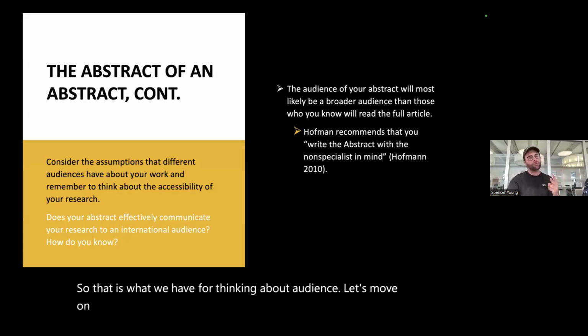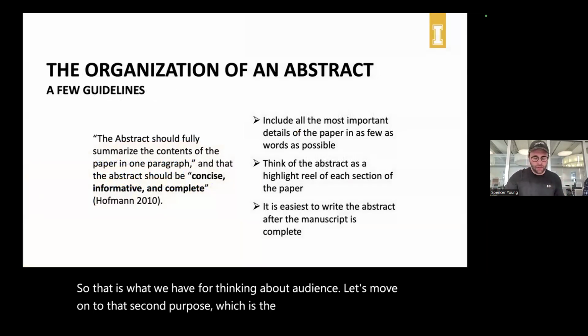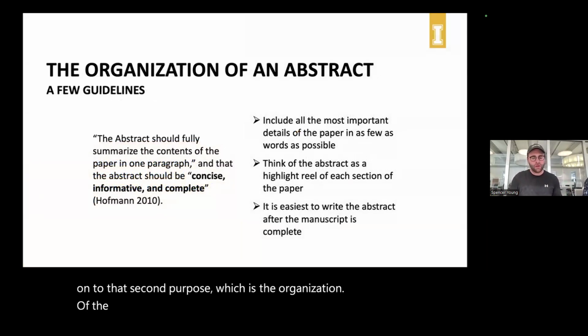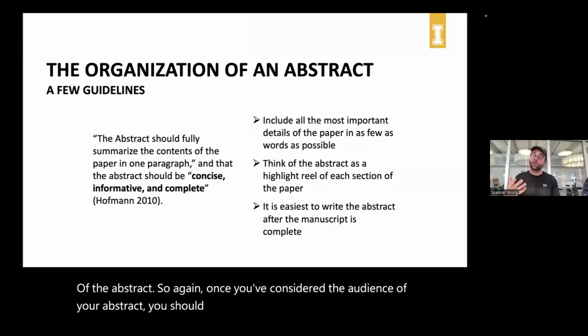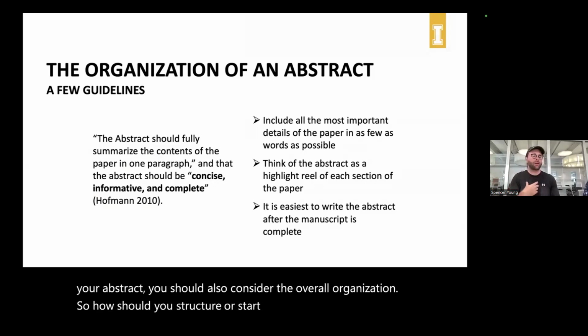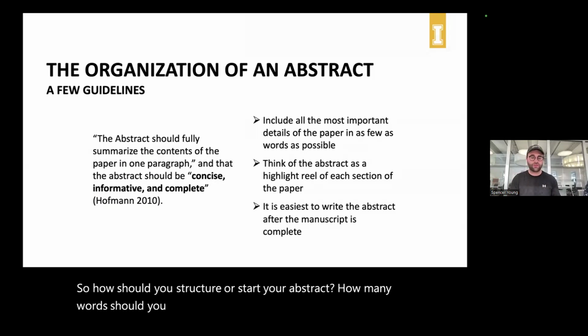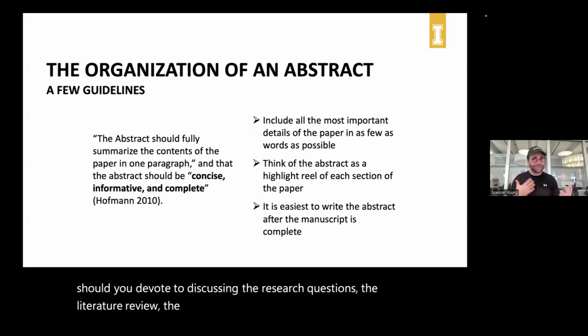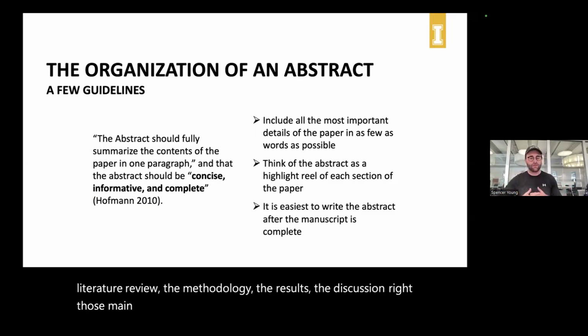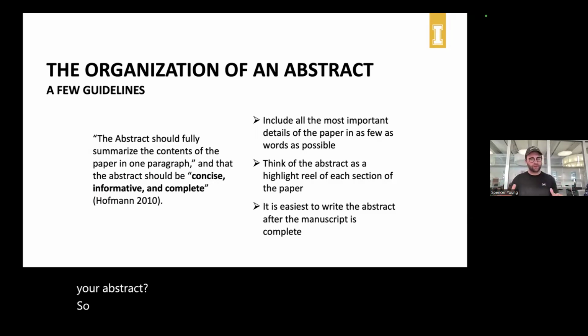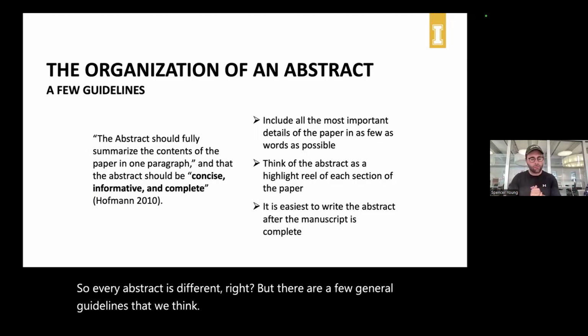Let's move on to that second purpose, which is the organization of the abstract. So again, once you've considered the audience of your abstract, you should also consider the overall organization. So how should you structure or start your abstract? How many words should you devote to discussing the research questions, the literature review, the methodology, the results, the discussion, right? Those main aspects of a scientific paper. And how should you end your abstract? So every abstract is different, right? But there are a few general guidelines that we think will be really helpful.